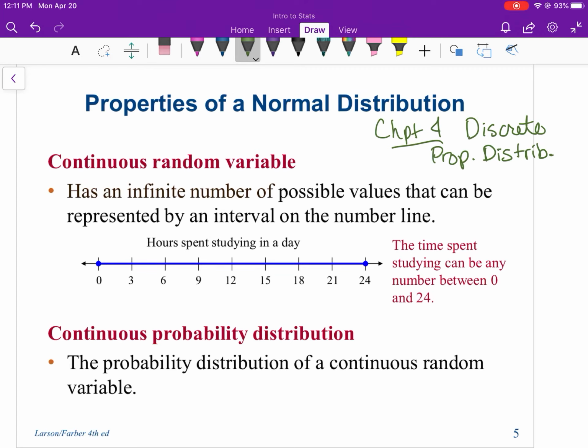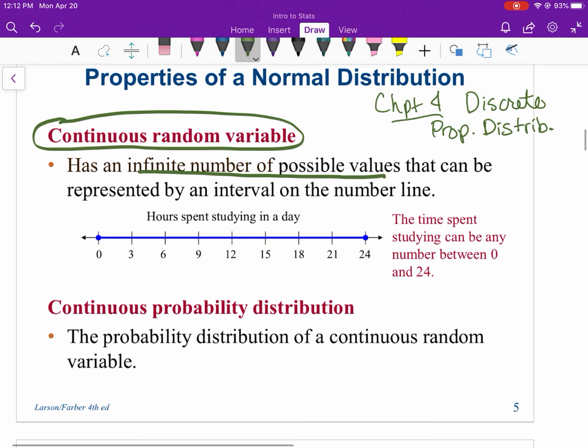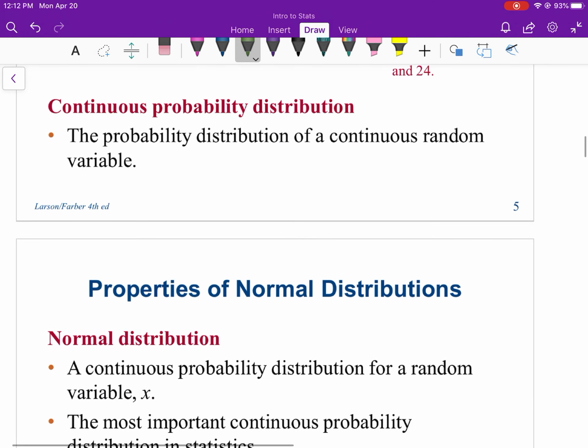In this chapter, we focus on the continuous random variable. And so with those, we have an infinite number of possible values. So these are things that can be measured, like time, weight, things like that. So this first statement says hours spent studying in a day would be considered continuous. It's a measurement of time. And we'll go on from here.